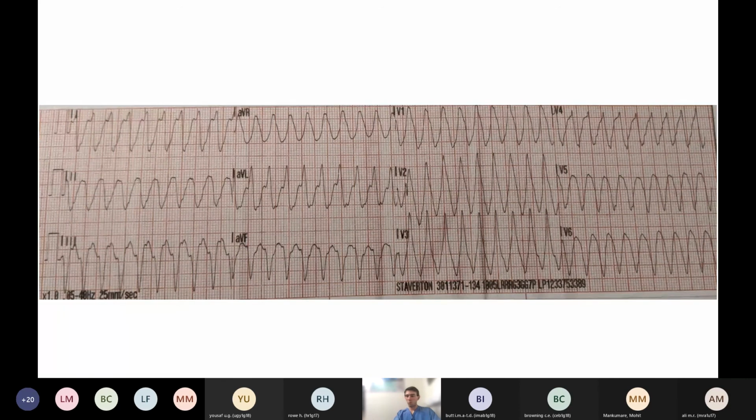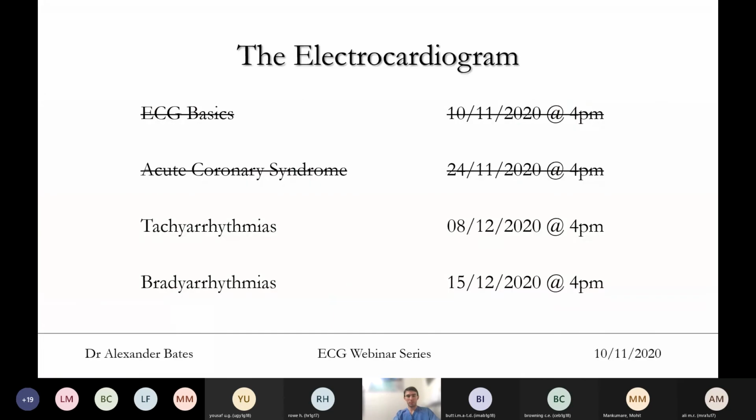And of course, this is what we all worry about, and this is what we'll cover in 2 weeks' time. This is a tachyarrhythmia. So that concludes our talk on ACS and the ECG. I hope that was informative for everyone. In 2 weeks' time, we'll be going through tachyarrhythmias, which obviously a lot of people do find very, very frightening. And hopefully I can shed some light on them and make them a little bit more decipherable for everyone.